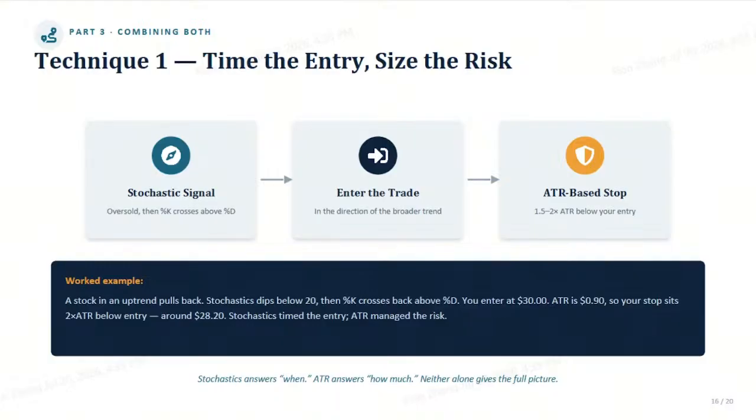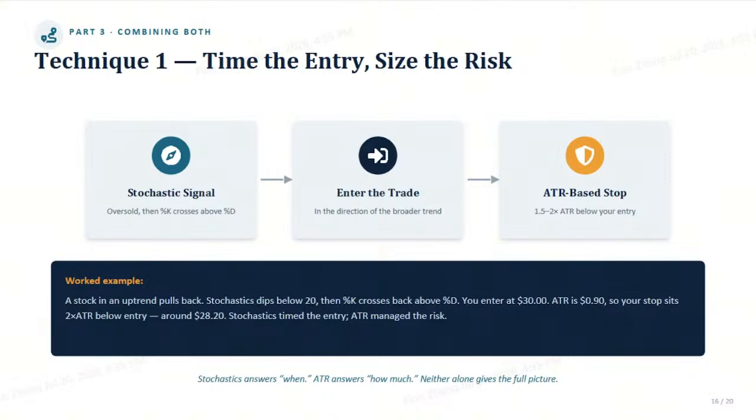Now ATR steps in to answer the where question for risk management. Let's say the stock's ATR is 90 cents. You enter at, say, $30 and place your stop around 1.5 to 2 times the ATR below that. So somewhere between roughly $1.35 and $1.80 below your entry, call it around $28.50. That stop gives the trade room to breathe through normal daily noise, while still protecting you if the pullback turns into something more serious.